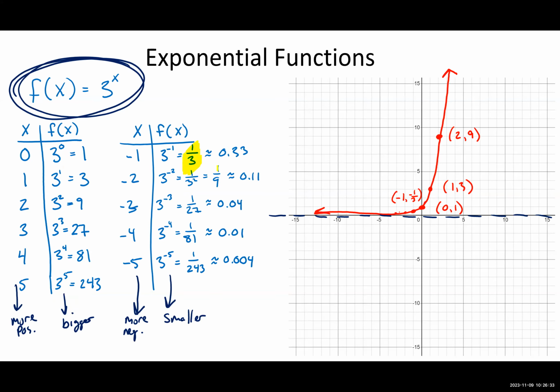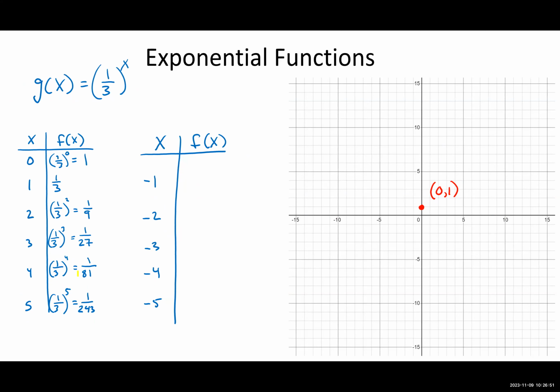These numbers: 1/3, 1/9, 1/27, 1/81, 1/243. Those are the numbers we got for negative x values. For the graph of 1/3 to the x, I'll go back to the other slide. We're getting those same numbers: 1, 1/3, 1/9, 1/27, 1/81, 1/243. But we're getting those for the positive numbers. So it's sort of the opposite.